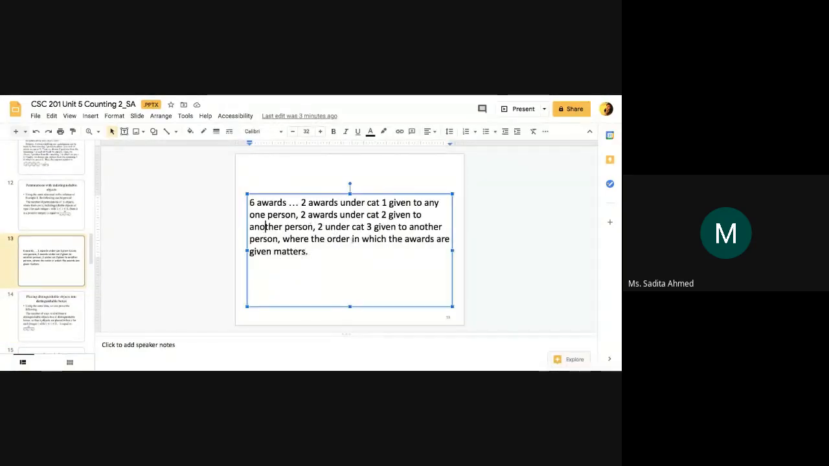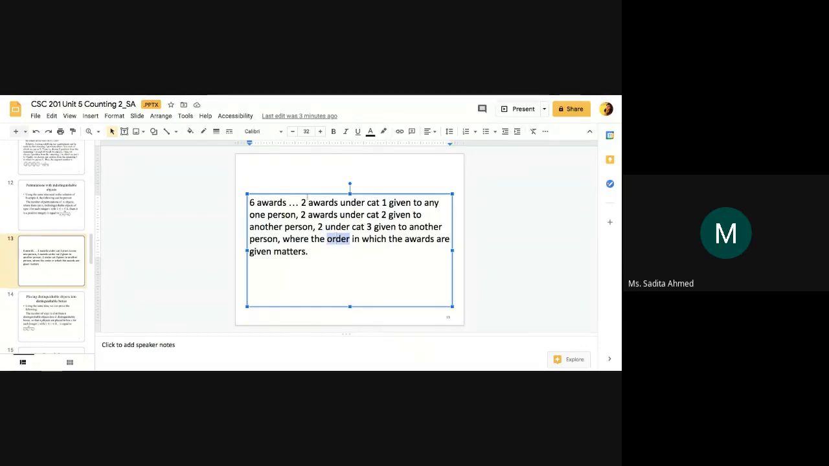So here again, even though they said that order matters, the order in which the awards are given out, that matters when you have a number of objects of the same type, and you're giving it to the same person. In that case, obviously order wouldn't matter. So you should be able to identify that. First of all, that this order word should tell you that this is a permutation problem.